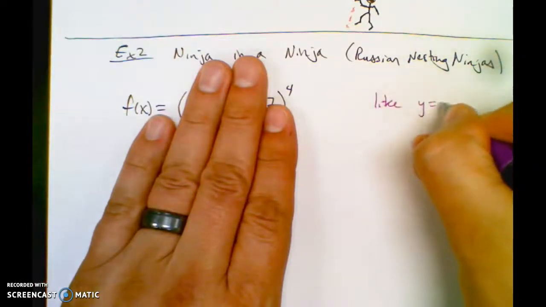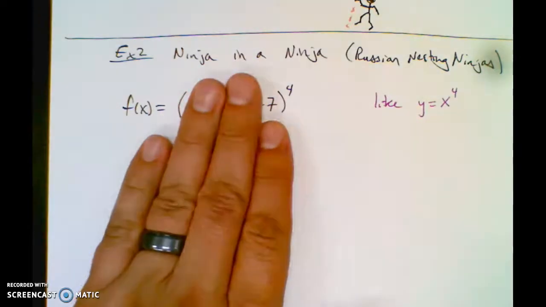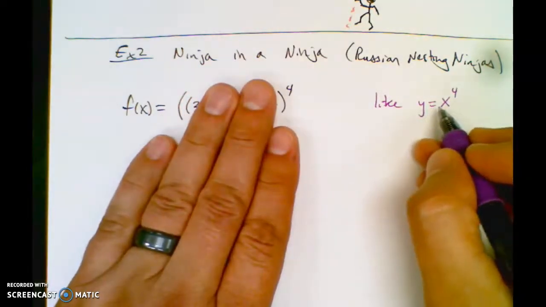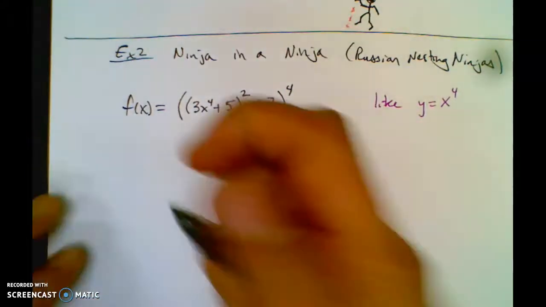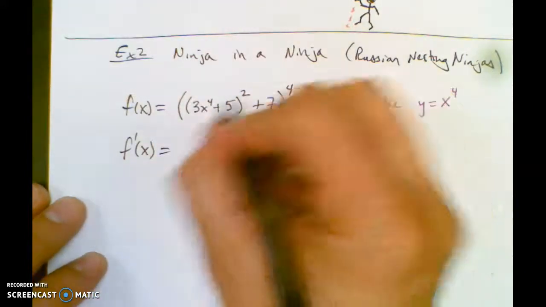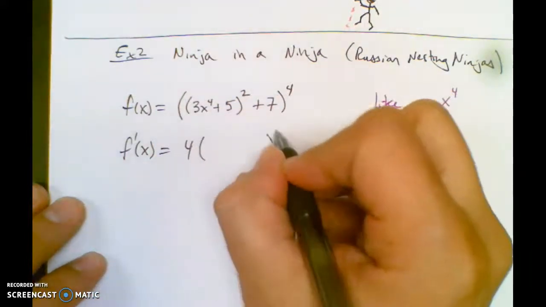All right, so what you should see here is this behaves at first like x to the fourth. Because if I covered up the inside, you're like, oh, that's just something with the fourth power. So you start off the problem the same way you would with this. And then you're like, oh man, it gets crazy. And it does. So I start off with 4 times this thing to the third.